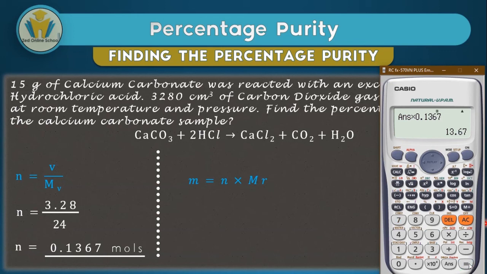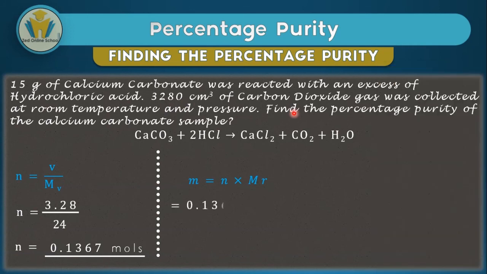As you can see, we have 13.67. These are the grams of calcium carbonate that are only needed if the calcium carbonate is pure. If you have 13.67 grams of pure calcium carbonate, you'll be able to produce these 3,280 cubic centimeters of carbon dioxide. Since we've calculated that, let's just indicate it. The 0.1367 multiplied by 100, giving us 13.67 grams.